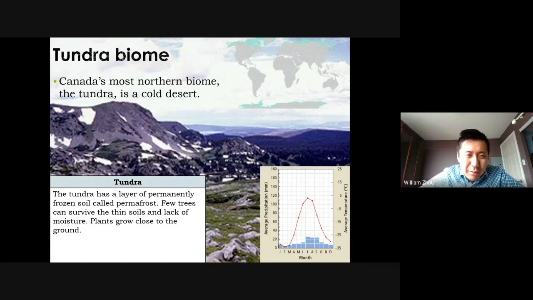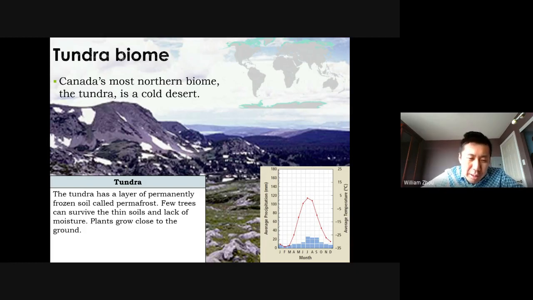So the first one is tundra. This is one of the easier ones to remember because it is very unique amongst the other biomes. The tundra is located near the Arctic and also on the rim of the South Pole of Antarctica. In the top right corner, you have a world map. In turquoise, you have regions classified as tundra. So Canada has a tundra all the way up north.